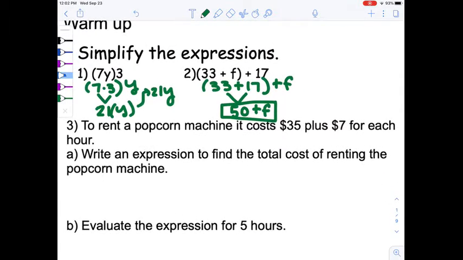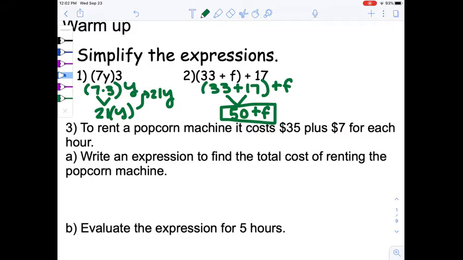Number 3 says to rent a popcorn machine, it costs $35 plus $7 for each hour. Write an expression to find the total cost of renting the popcorn machine. So with this, we know that it costs $35 plus $7 for each hour. So that $35 is going to be a one-time fee. We have to pay $35 no matter how many hours we rent this machine for. And then every hour we also have to pay $7.